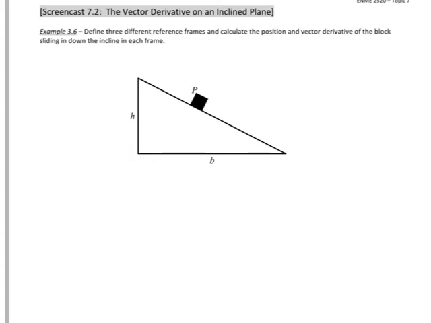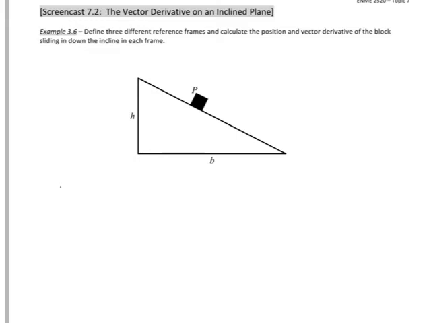In this example, we'll get some valuable experience defining reference frames, which is a somewhat tedious but really beneficial step that we have to do every time we start a dynamics problem. And then we'll also find the vector derivative of this block as it's sliding down the inclined plane, and we'll do that in an inertial reference frame in multiple coordinate systems. So let's define our first reference frame.